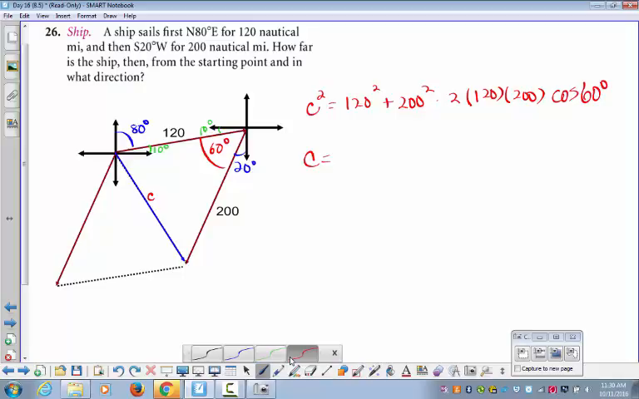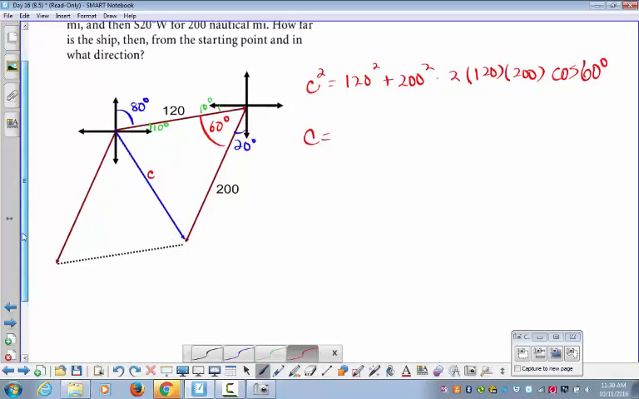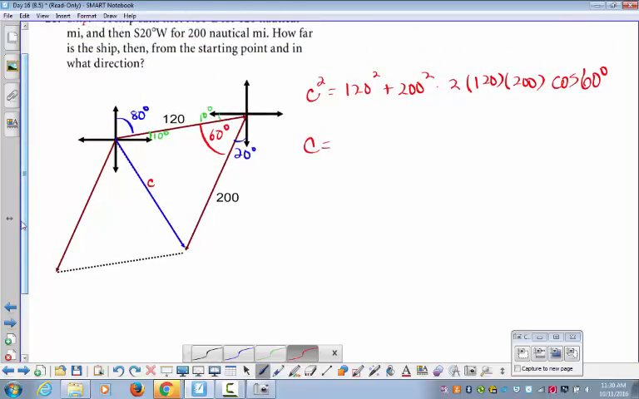Type that into your calculator, take the square root, round it to the nearest mile. What do we get? Type in all that. 174? So 174 miles, nautical miles.